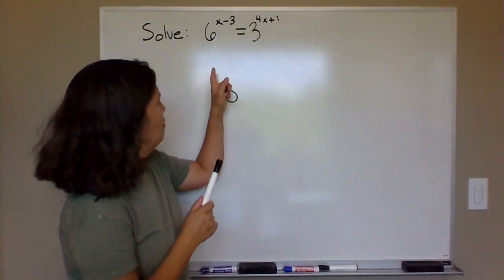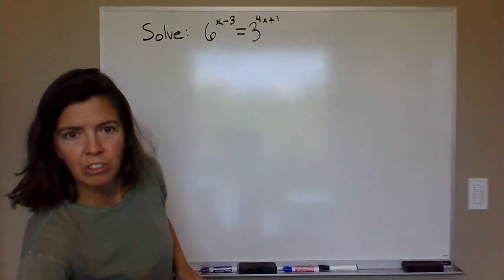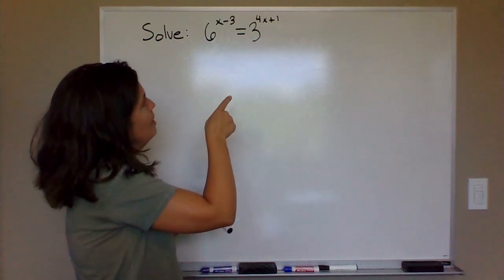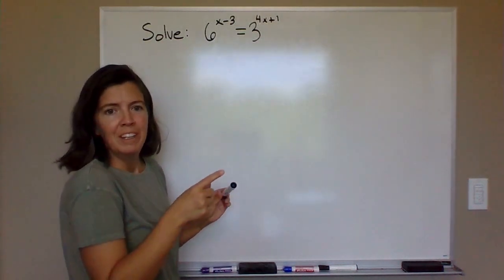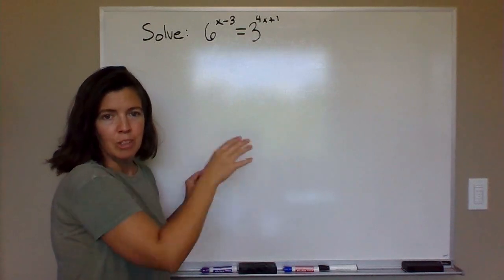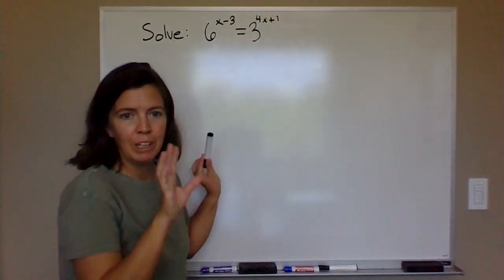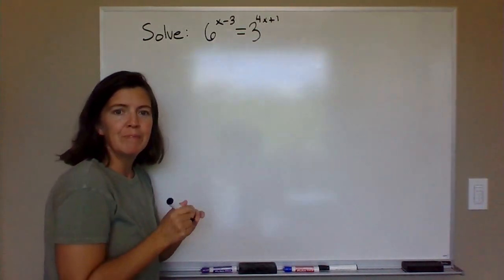In this example, I'm going to solve the exponential equation 6 to the x minus 3 equals 3 to the 4x plus 1. And I realize there's a glare on the board here. The overhead lights aren't working in my office, so this is the way it has to be.